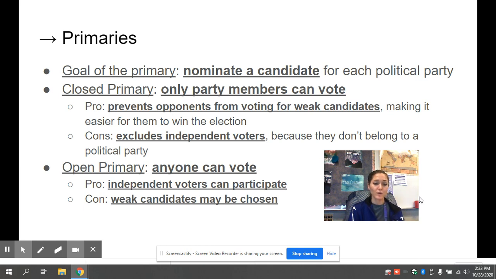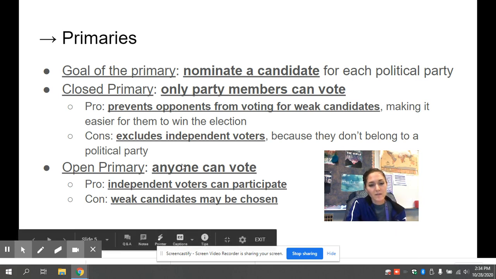And this is good in a sense because it prevents opponents from sneaking into that primary and voting for bad candidates. If the bad candidate were to make it, if they got enough fake votes and the bad candidate made it, it would make it easier for that other political party to win the election. So if Democrats snuck into the Republican primary and they all voted for a weak or bad candidate, and that weak candidate got selected, it would make it easier for the Democrats to beat that candidate, and vice versa. The bad thing about this closed primary is it excludes independent voters who aren't assigned to a political party.